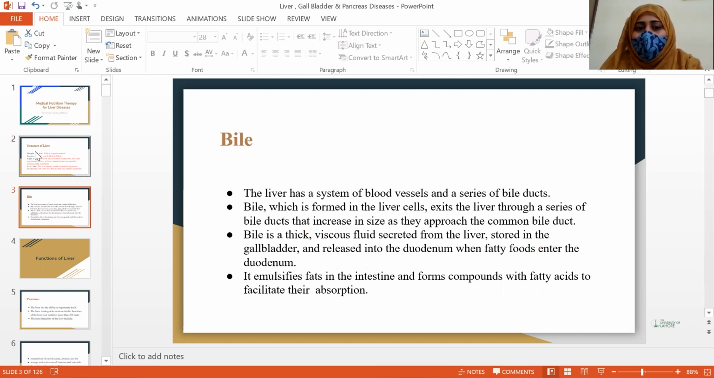Next, we will discuss bile. What is bile? The liver has a system of blood vessels and a series of bile ducts. Bile, which is formed in the liver cells, exits the liver through a series of bile ducts that increase in size as they approach the common bile duct. Bile is a thick, viscous fluid which is secreted from the liver, stored in the gallbladder and released into the duodenum when fatty foods enter the duodenum. It emulsifies fats in the intestines and forms compounds with fatty acids to facilitate their absorption.